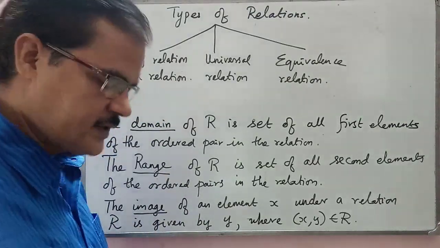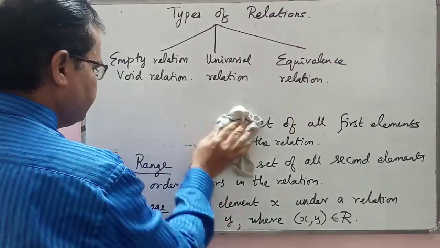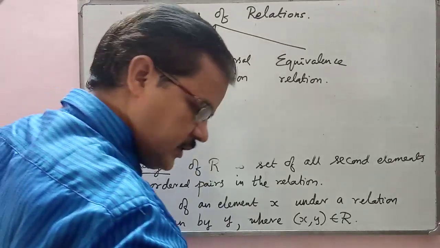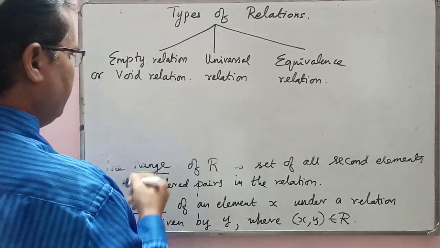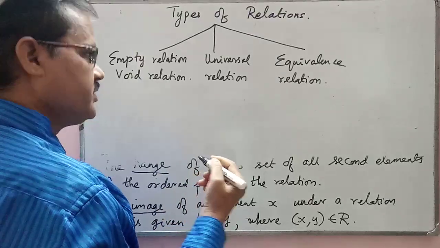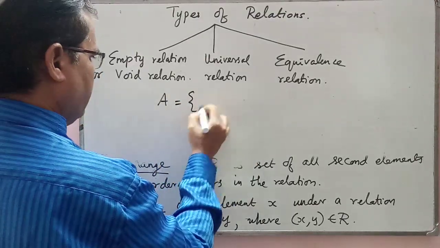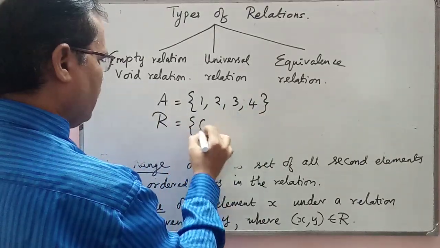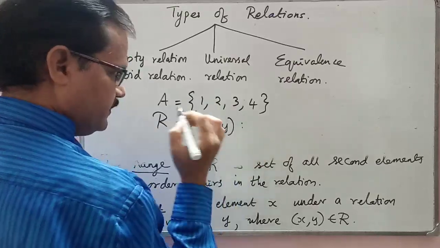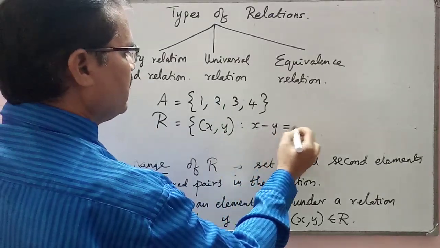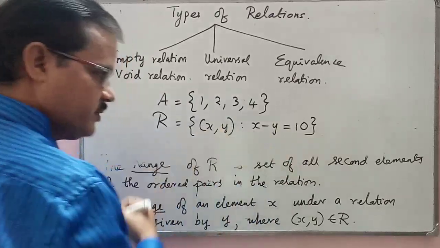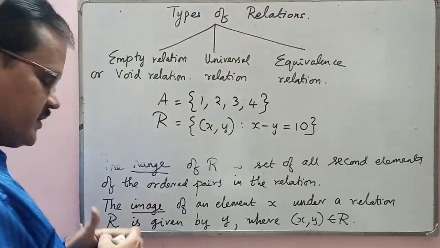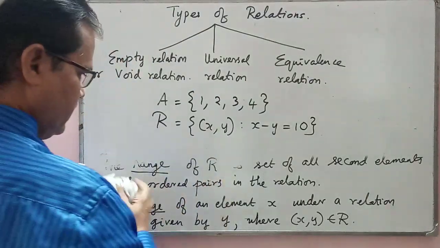So such cases are called empty relation. Or we'll take another example. I take a set A which has elements 1 to 4, A = {1, 2, 3, 4}. I define a relation: the set of all ordered pairs such that x minus y should be equal to 10, which is not possible because no difference can be equal to 10. So such relations are called empty relation. This is an empty relation.